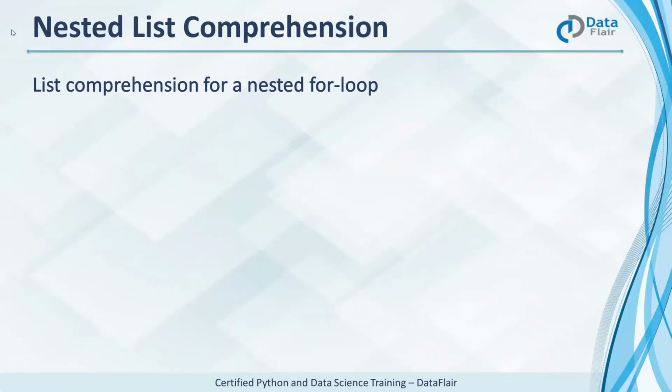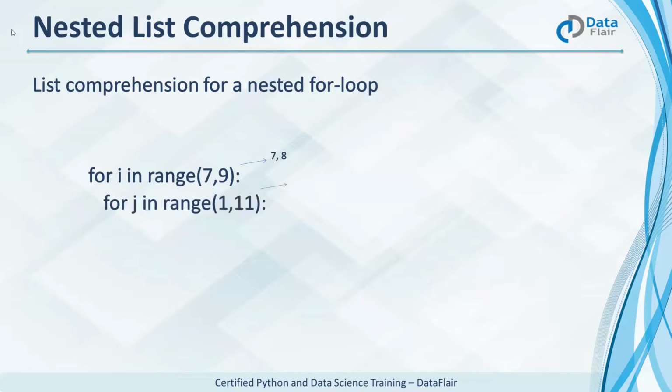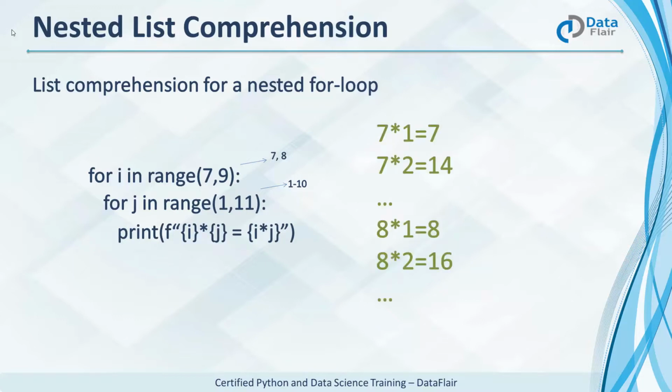Finally, we can also write a list comprehension for a nested for loop. For i in 7 and 8, for j in 1 to 10, for each i, print this string. This code prints the tables of 7 and 8.